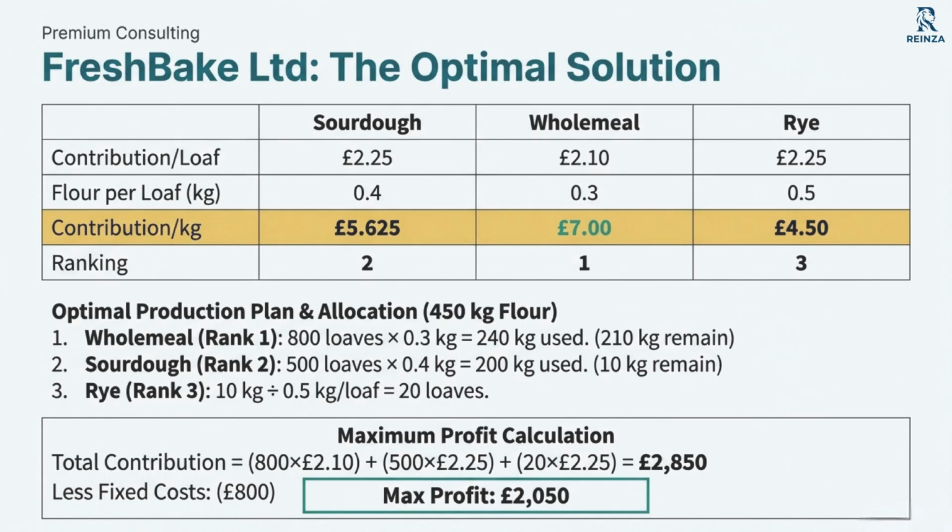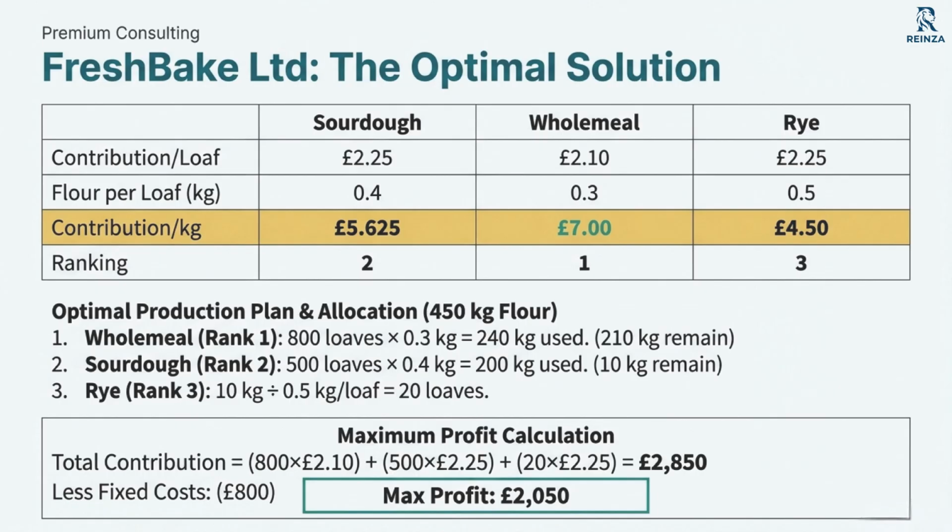Step 5. Allocate 450 kilograms of flour. Wholemeal first. 800 loaves times 0.3 kilograms equals 240 kilograms used. Remaining flour, 210 kilograms. Sourdough second. 500 loaves times 0.4 kilograms equals 200 kilograms used. Remaining flour, 10 kilograms. Rye third. 10 kilograms divided by 0.5 equals 20 loaves.